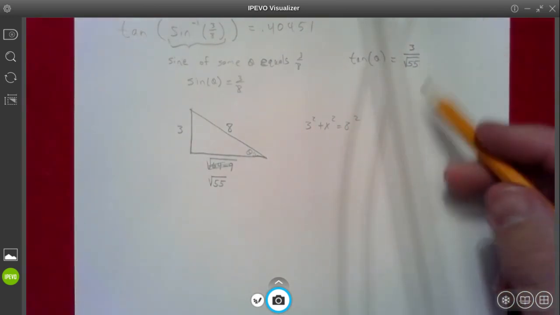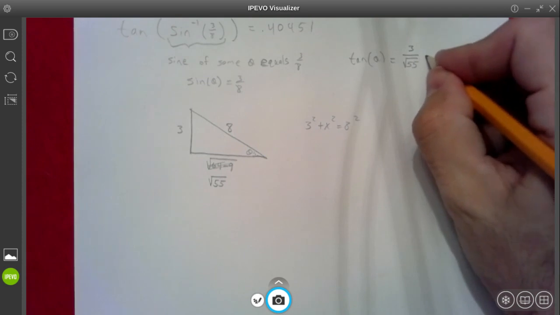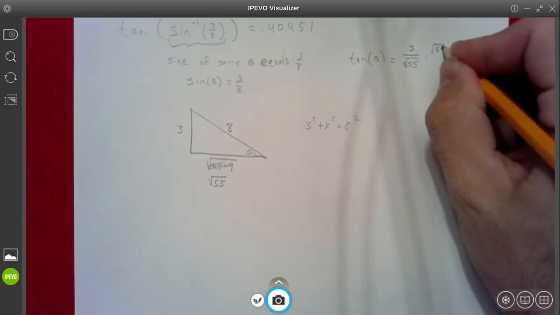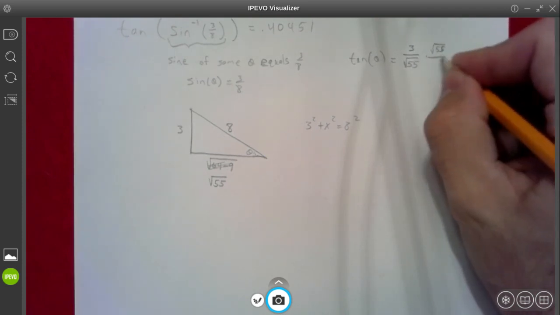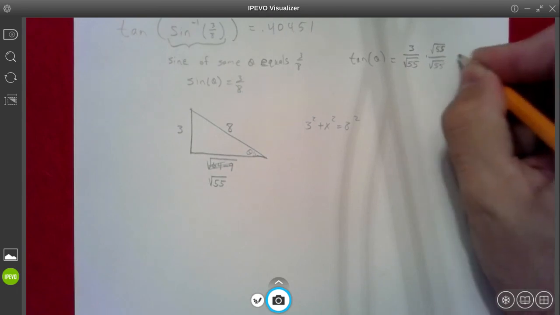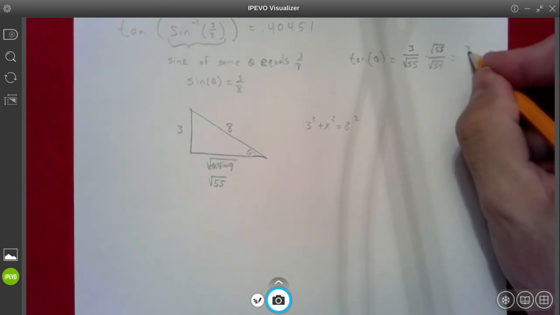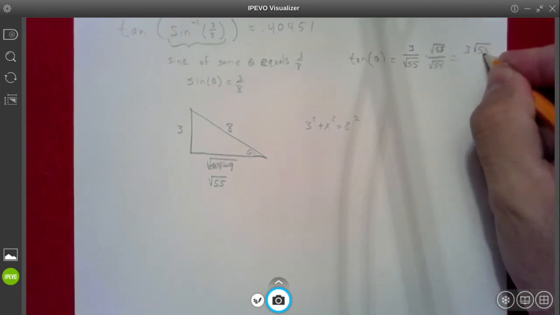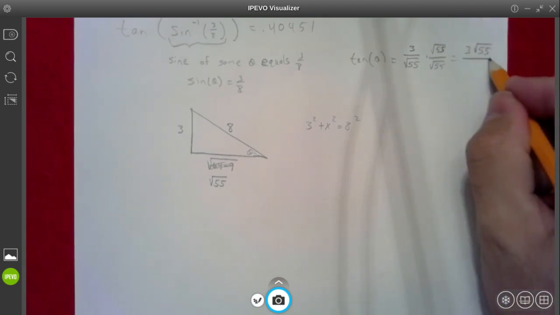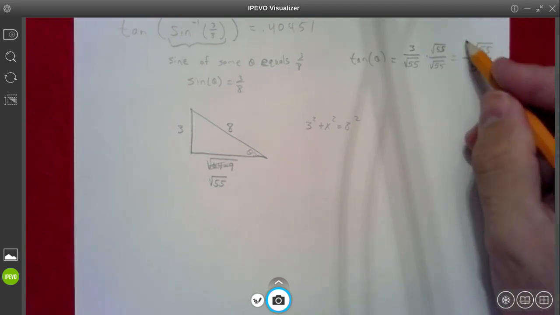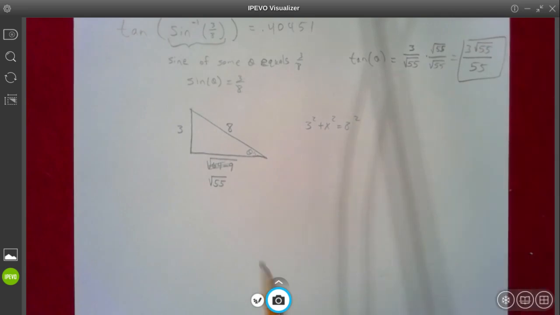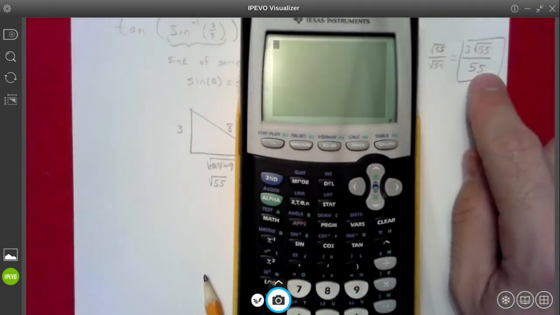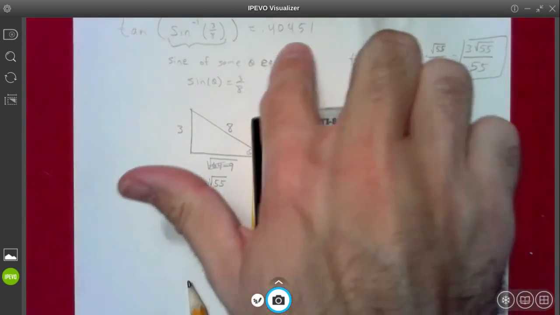This is your answer. Of course, you want to rationalize the denominator. So multiply by root 55 over root 55. And your answer is 3 root 55 over 55.